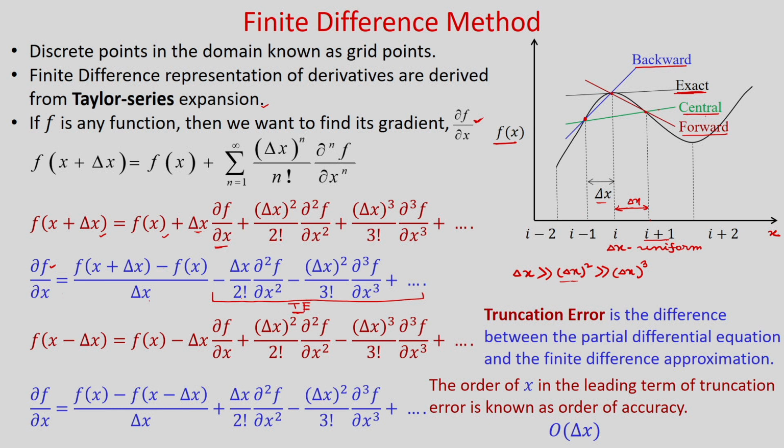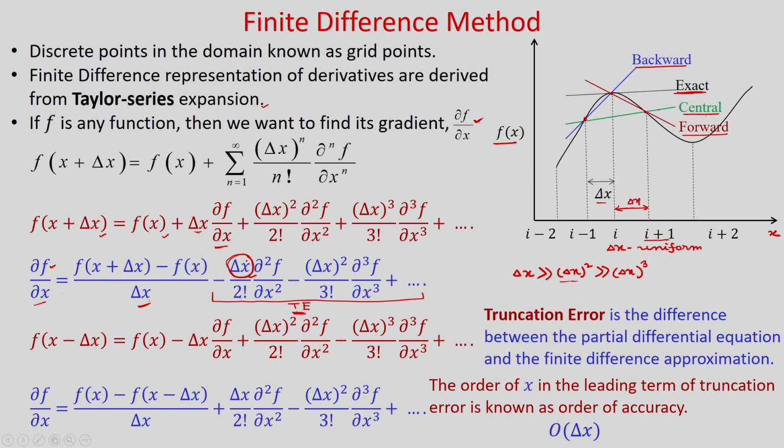truncation error. So, what is the definition of truncation error? You can see from this expression that truncation error is the difference between the partial differential equation and the finite difference approximation. If you see the order of delta x in the leading term of truncation error, that is known as the order of accuracy. In this truncation error the leading term is this one, and here the order of delta x is delta x. So, its order of accuracy is delta x, and it is a first order accurate approximation.